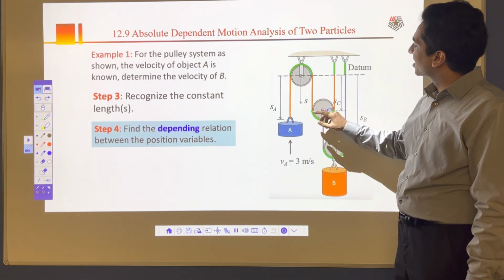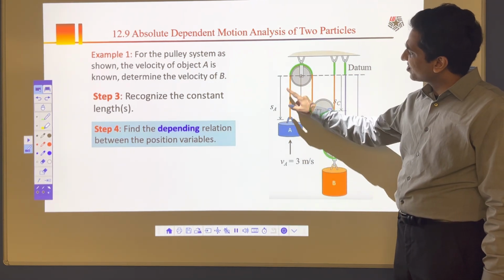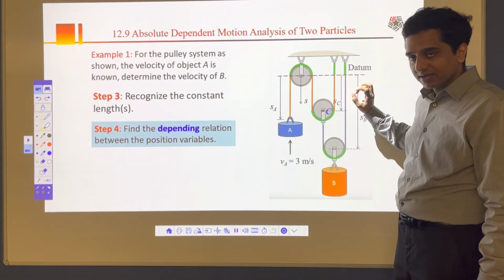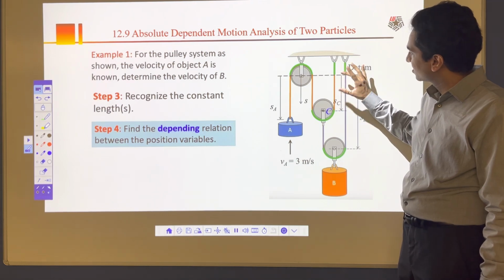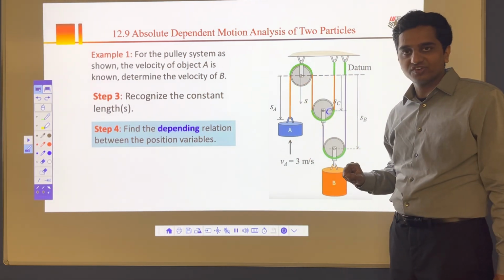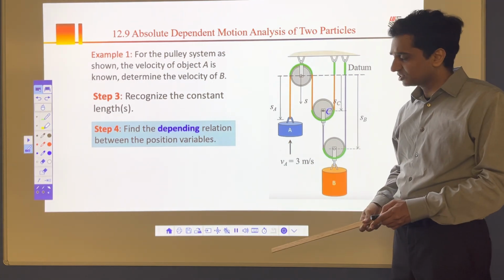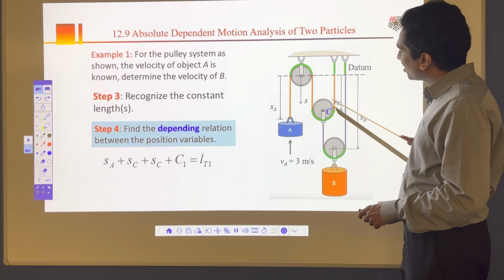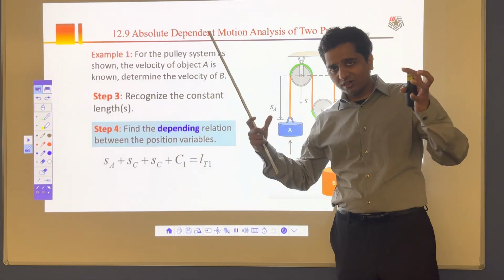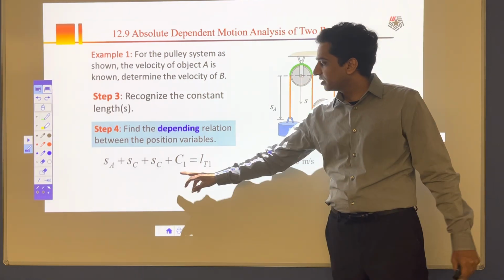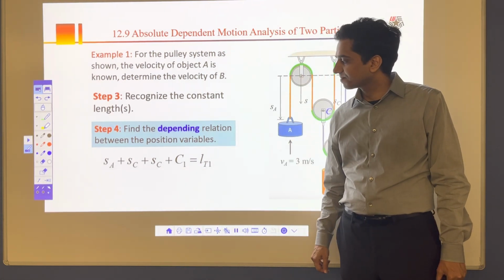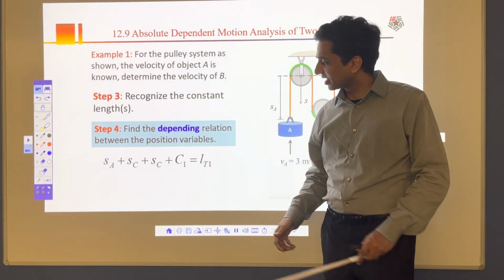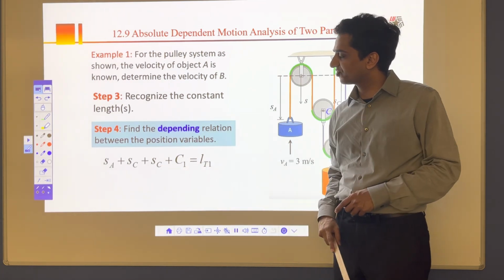So here I am going to say the first equation is SA plus constant length plus SC plus constant length plus SC plus constant length is equal to total length. I am going to write down that equation. It will look something like this: SA plus SC plus SC plus C1 is equal to LT1. All that constant I am going to club together and call it C1, and LT1 is my total length. I'm done. SA plus 2SC plus C1 is equal to the constant length.